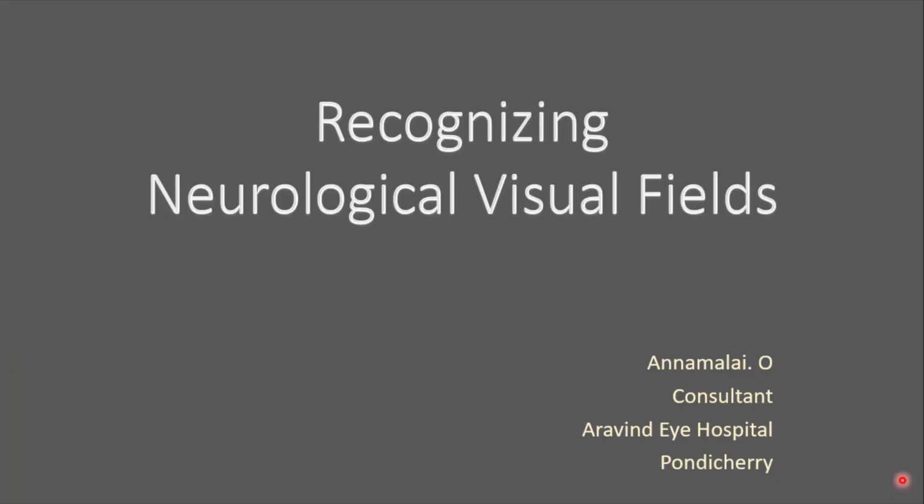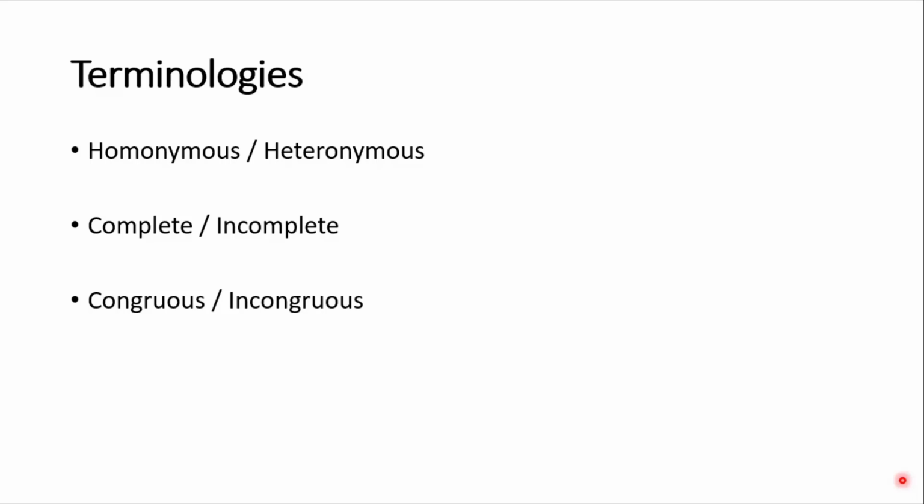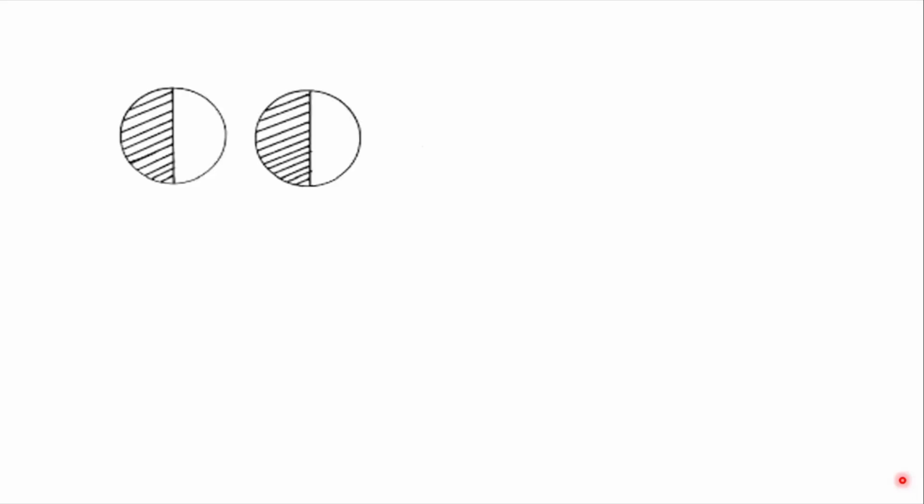Thank you. Before we go on to the different field effects, let us understand a few terminologies. Firstly, when we draw the visual fields, we draw what the patient sees. So the right eye is drawn on the right side and the left eye on the left side. In this particular case, for the right eye, the left part of the visual field is affected, and the same for the left eye also. So in both eyes, the same side is affected.